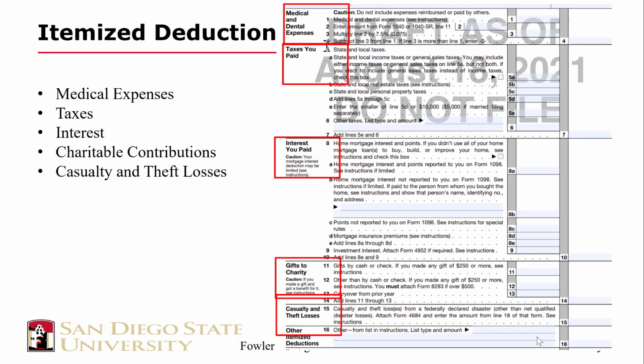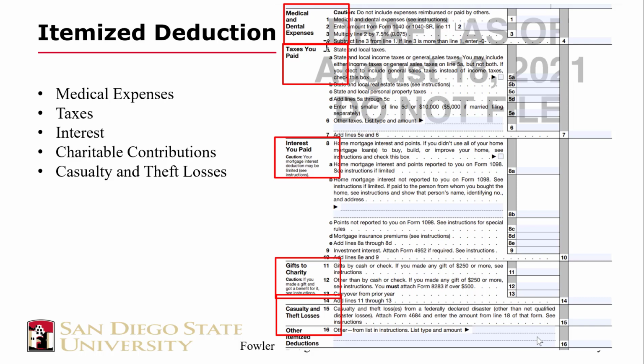The alternative is itemized deductions. Itemized deductions are reported on what's called Schedule A. And again, I've highlighted the major categories. So medical and dental expenses, if they're in excess of 7.5% of AGI. Taxes that you paid are deductible. Not all taxes, not income taxes, for example. These are largely state and local income taxes, property taxes, and a handful of other smaller ones.